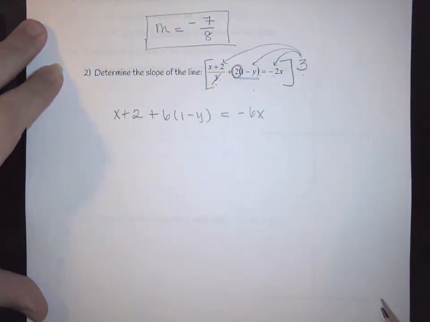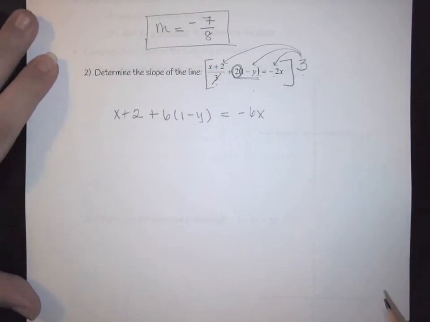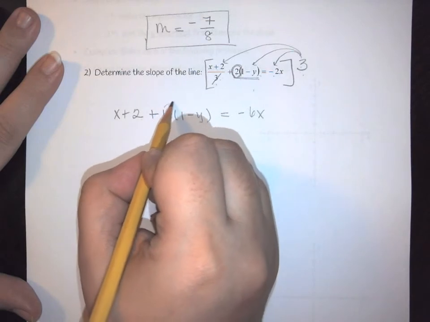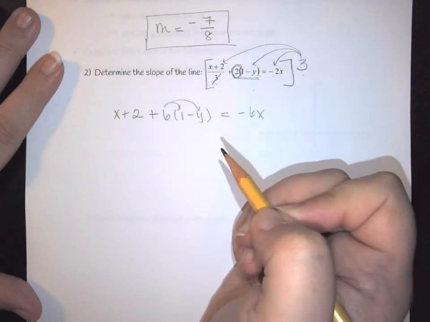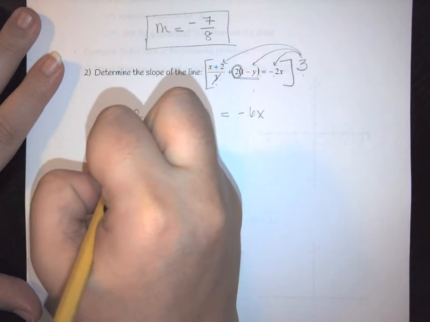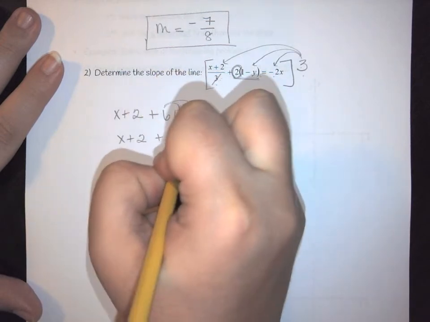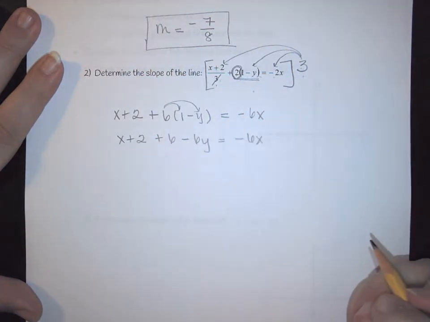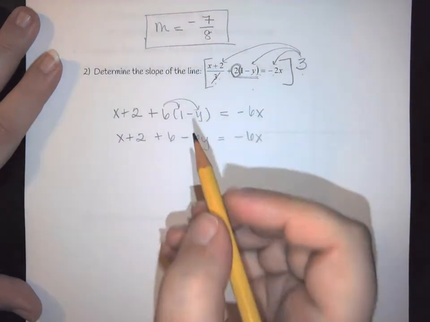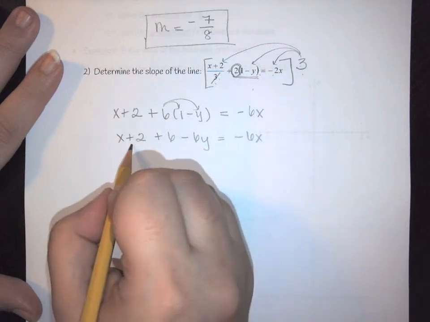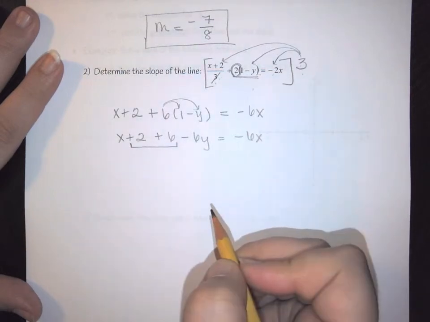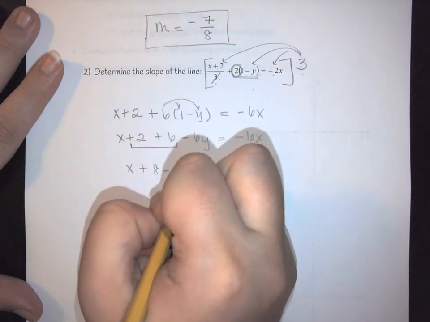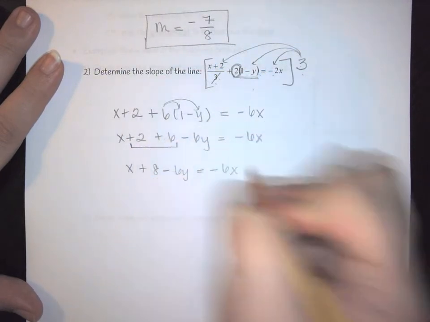And now we need to get all my y's on one side and all my x's to the other. And so here we need to go ahead and distribute the 6 through. So this becomes x plus 2 plus a 6 minus a 6y equals negative 6x. And so here I need to combine my terms. So I'm going to combine these two middle terms here. This becomes x plus 8 minus a 6y gives you that negative 6x.